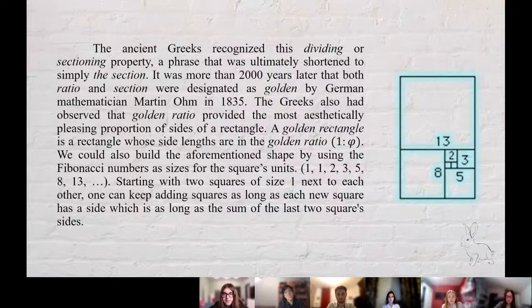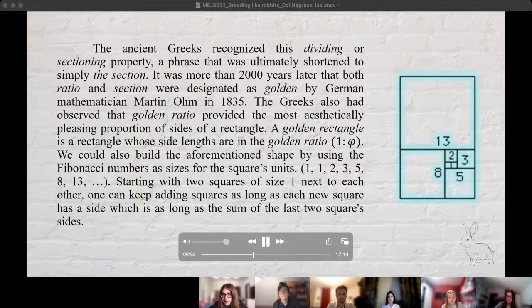It was more than 2,000 years later that both ratio and section were designated as golden by German mathematician Martin Ohm in 1835. The Greeks also had observed the golden ratio provided the most aesthetically pleasing proportions for the sides of a rectangle. Thus, the golden rectangle was born. It is a rectangle whose sides are, of course, in the golden ratio.